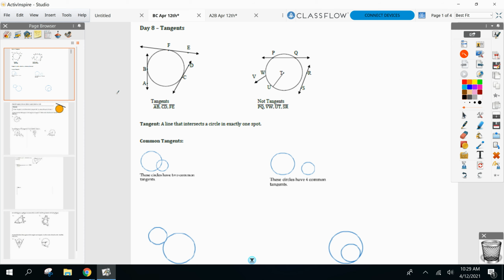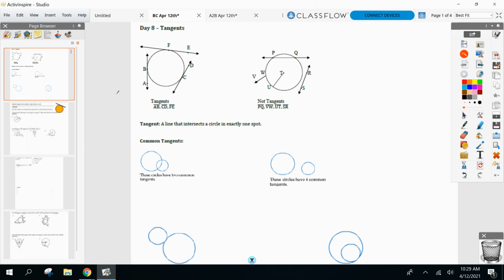So you guys can see my first diagram there. I have three tangents, AB, EF, and CD. Why are they tangents? Because each of them hits the circle in one spot only. You can have infinite tangent lines for any one circle.